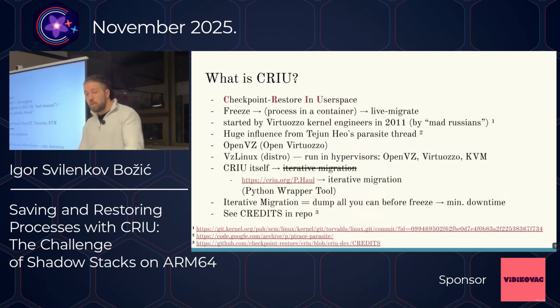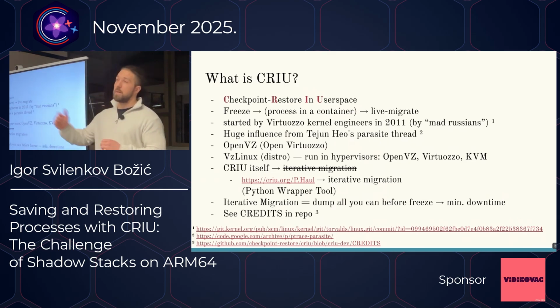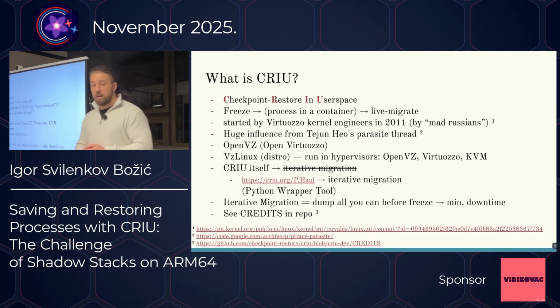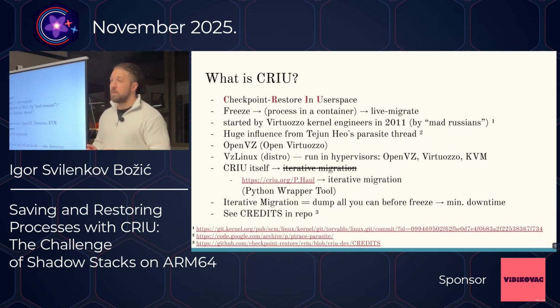CRIU is short for checkpoint and restore in user space. The gist of it is it stops the process, takes it down from memory, and puts it back in another machine, and it all works fine, like it never changed its environment.